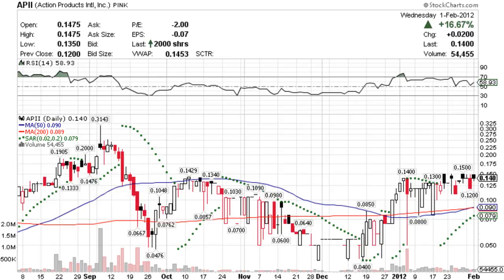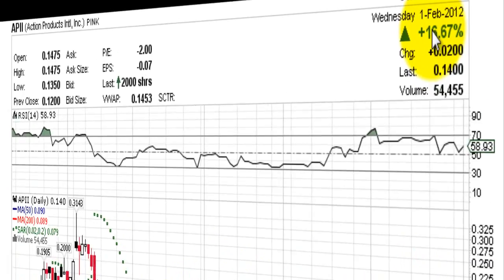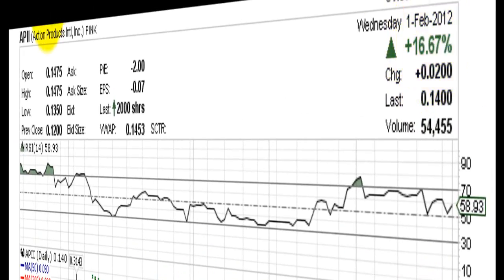I came across this chart and saw a few things that stuck out at me, so I'm going to go ahead and point that out to you. First things first, today's date is February 1st, 2012. We closed up today at 16.67% on a last of 0.14 and a volume of 54,455.